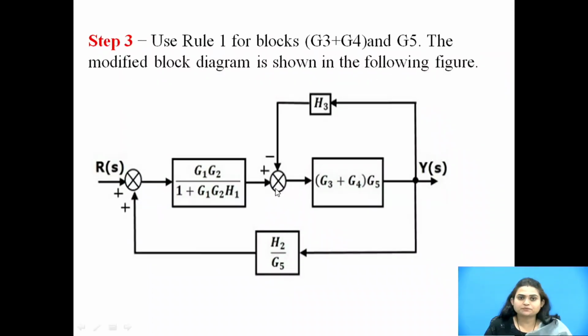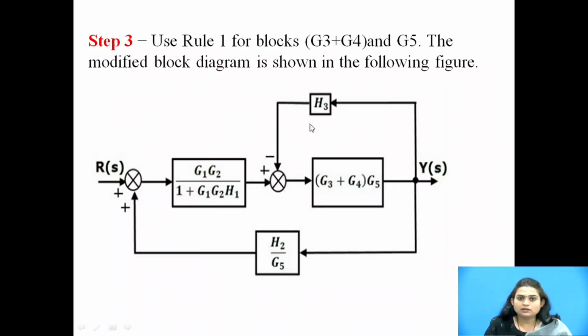Step 3, use rule 1 for block G3 plus G4 and G5. Here we have multiplied both the blocks which are connected in cascade or series. Okay. So this is the modified block diagram.